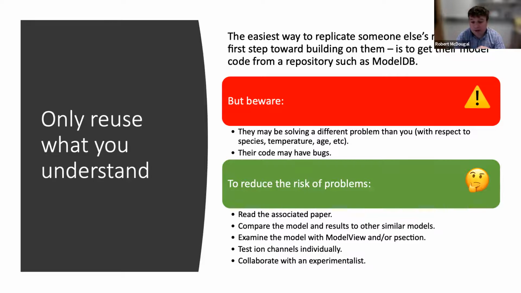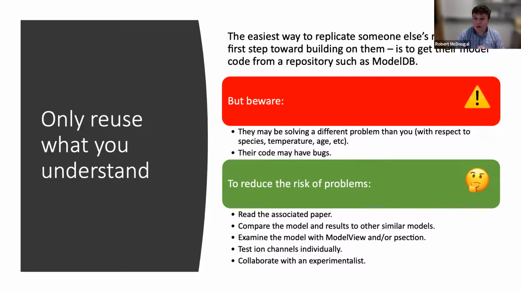is the fact of the matter that other people have other priorities than what you have, right? They might be solving a different problem than you. Hopefully they are, otherwise, why are you doing it? So maybe the species is different, maybe the temperature is different, maybe the age is different. And of course, they may have made mistakes. So how do you decide this? How do you know if you can trust it? How do you know if you can reuse it, if it's applicable to your question?